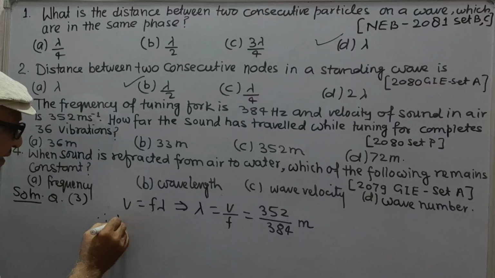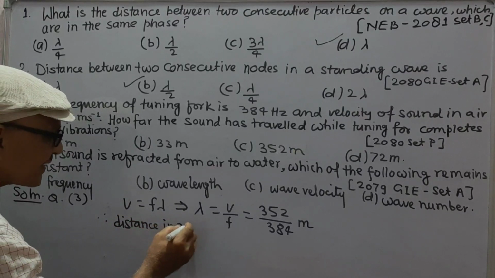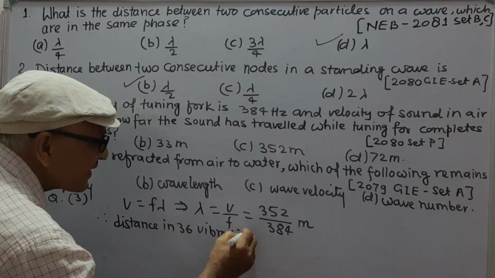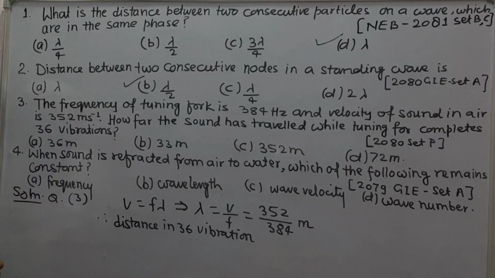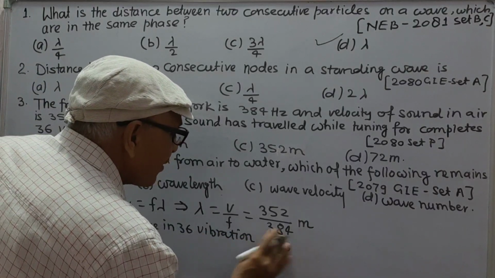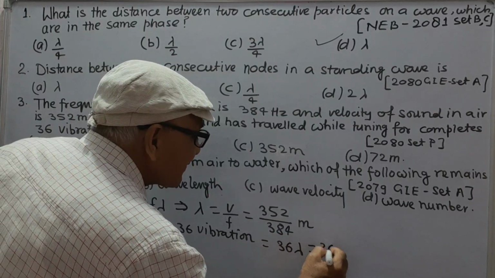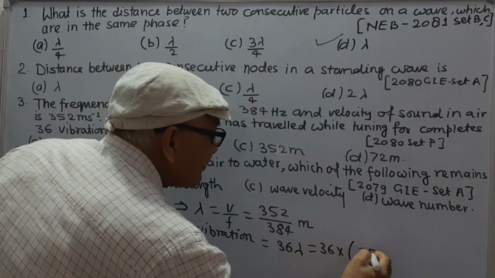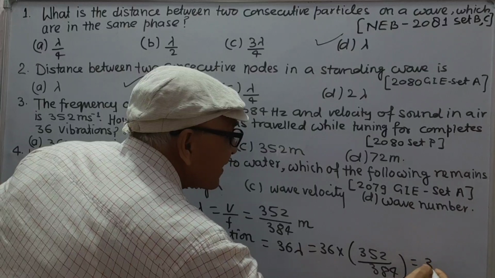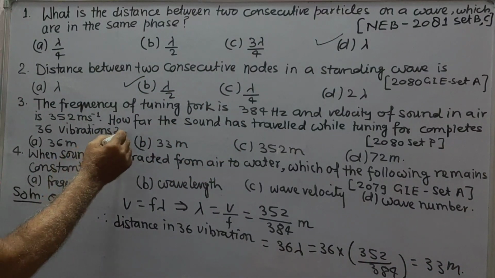Therefore total distance moved by sound in 36 vibrations will be equal to 36 into lambda, 36 into 352 upon 384, which gives 33 meters. So the correct option will be B.